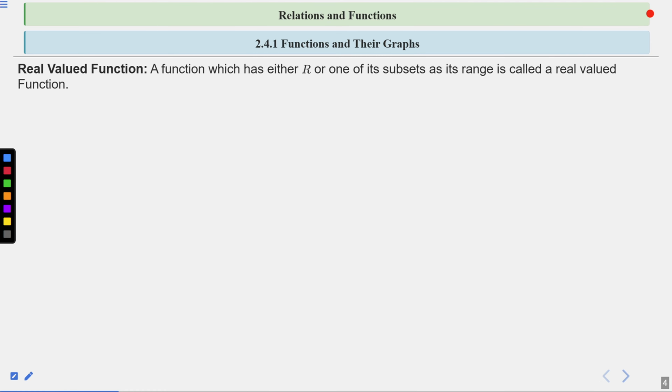So, first, real valued functions. What are they? Quite simple. If you are given a function which has either R, the whole real number set, or one of its subsets as its range, then we will call such a function a real valued function. Clear?